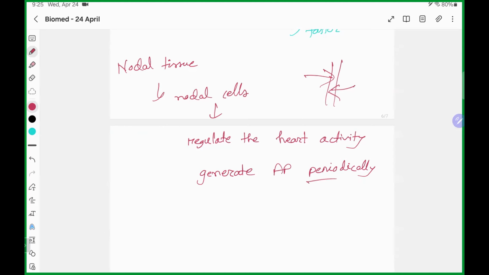So if nodal cells fail to generate this action potential periodically, that will create one issue. We'll see in the next class what kind of abnormalities are there. One of the abnormalities is that the action potential is not created periodically.